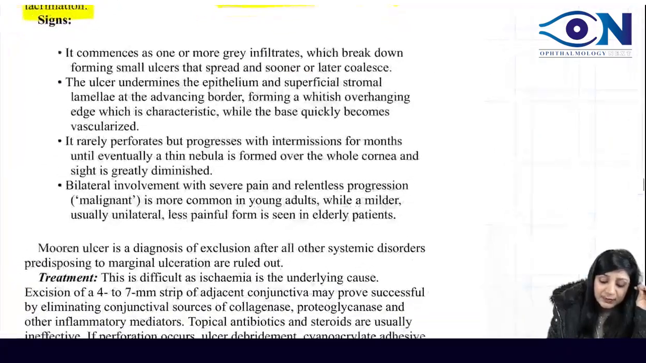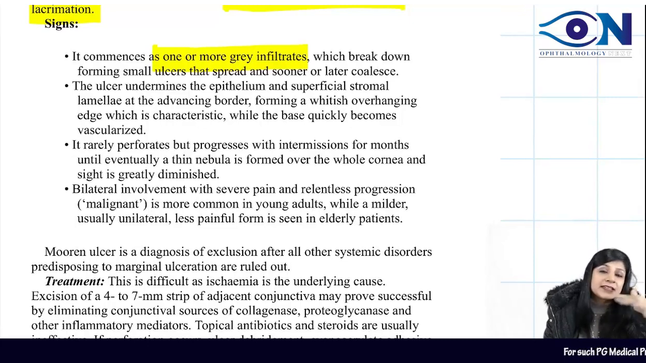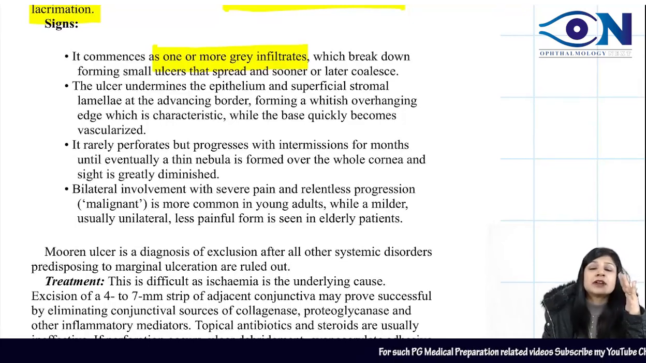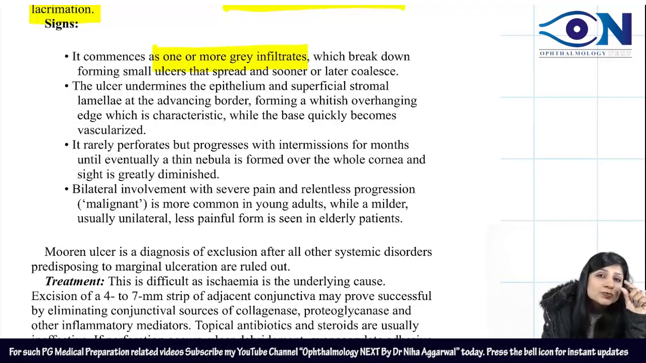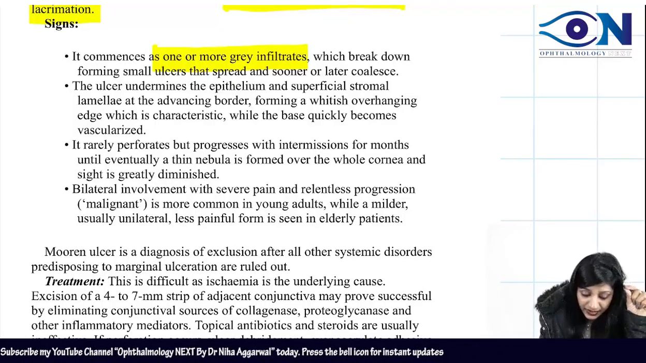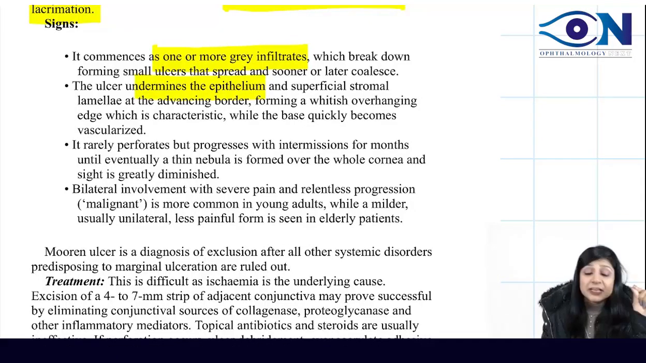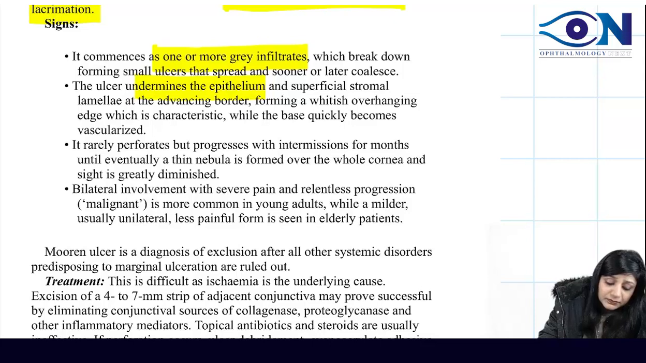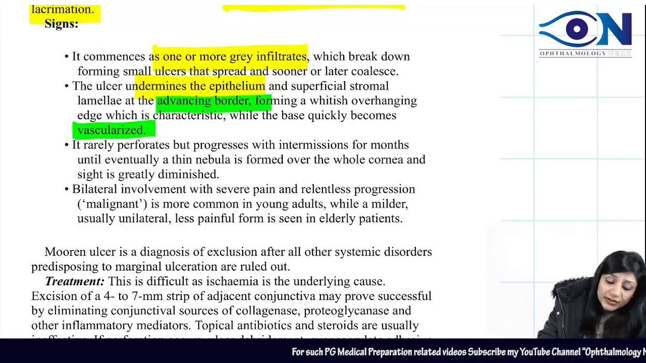It commences as one or more gray infiltrates. So basically it is in a snake-like fashion, starting in the form of gray infiltrates which break down to form small ulcers. So perforation is very, very rare, and this ulcer is undermining the epithelium. So we have advancing borders and overhanging margins. Those are very, very important factors. Advancing borders, and then vascularization is very, very common.